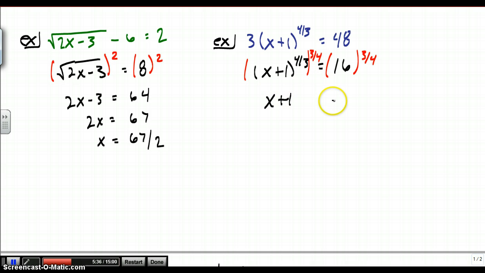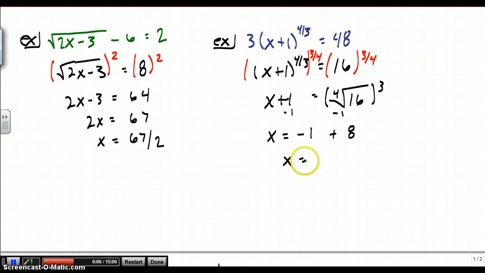So this is just x plus 1, because these powers cancel, equals 16 to the 4/3. So I'm going to rewrite this as the 4th root of 16 cubed. So x equals negative 1, I'm subtracting 1 from both sides. So x equals negative 1 plus, well, the 4th root of 16 is 2. 2 cubed is 8. So x equals 7. Again, something we've done before, but you haven't really solved these equations with rational exponents.